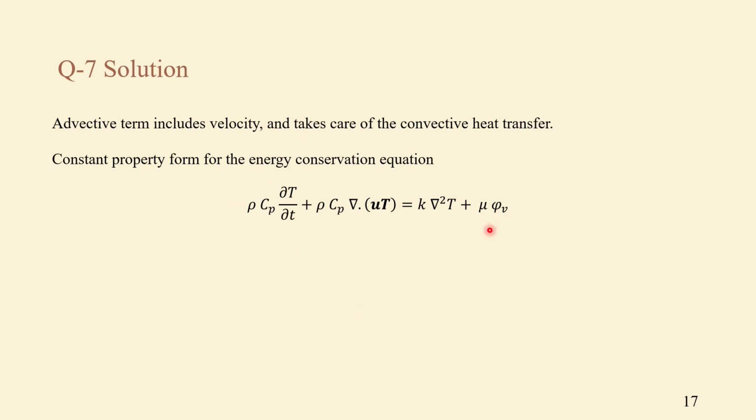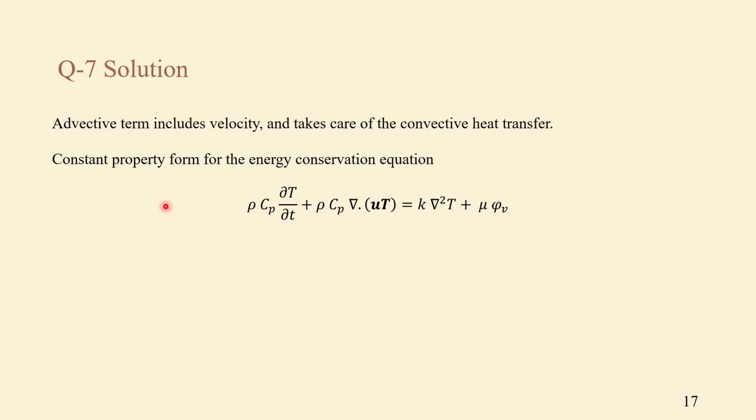This is a constant property form of the energy equation. So meaning density is kept constant, Cp is kept constant, and the heat source is the amount of heat produced per kg of mass. So this is again the constant property form, which is the form the energy conservation equation takes.